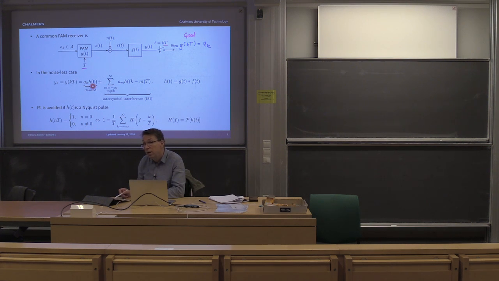Scaling factor 1. Actually, the scaling factor 1 here is not crucial. We can put that to anything we like. We can still simply divide yk with h of 0, and then we get ak. So h of 0 is not important.